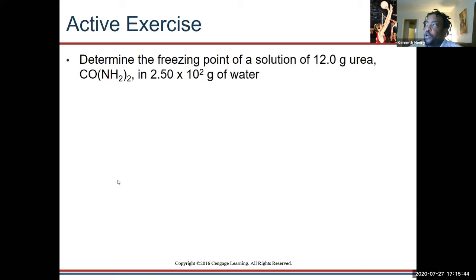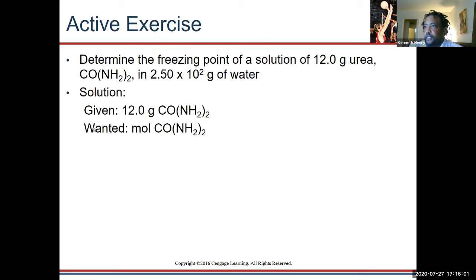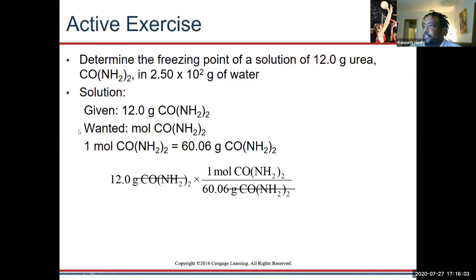So the way that we would determine the freezing point of this would be dependent on the solute. Oops, I'm trying to put you guys in rooms again. Here's my conversion factor.